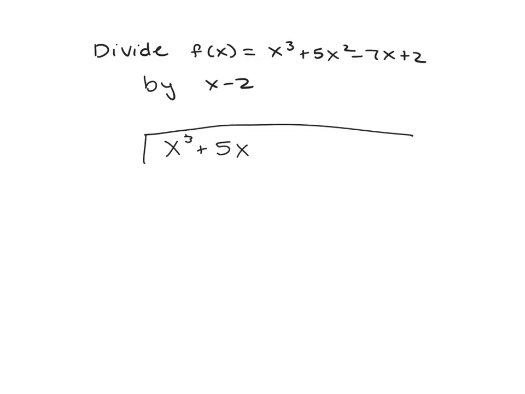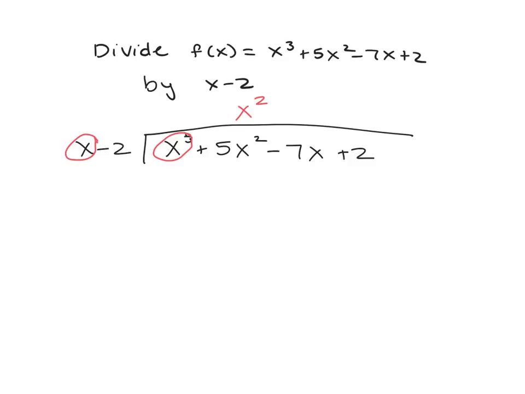plus 5x squared minus 7x plus 2. And notice my terms were in descending order and there were no terms missing, so I didn't have to put a 0 in anywhere. And we're dividing by x minus 2. And so I'm going to start by saying, what do I multiply x by to get x cubed? And the answer to that is x squared. So I'm going to make sure I put that in the right location, above the x squared term.